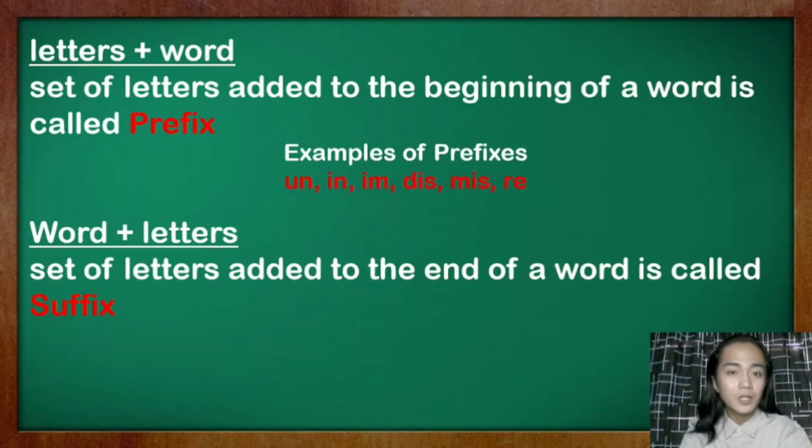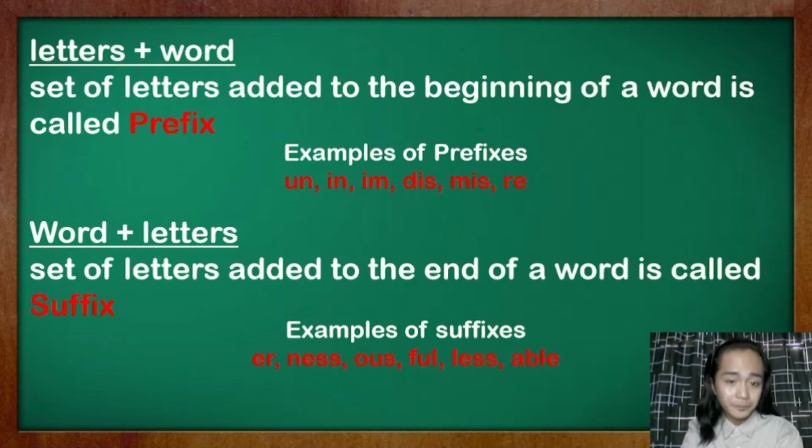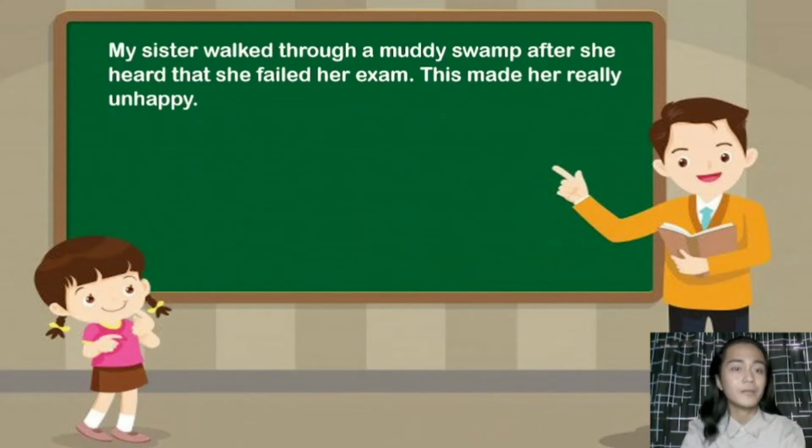Okay, look at this one. Yung mga examples of prefixes natin is on, in, im, dis, mis, re. In suffix we have ness, ous, full, less, able. Okay, but we will not focus on this because our topic is about inferring meanings of figurative language using context clues, affix, and roots. Ibang topic na to, but we will discuss the two parts of affixes in our next video.